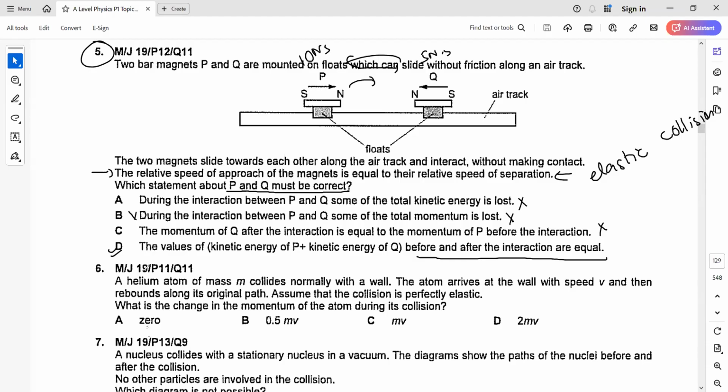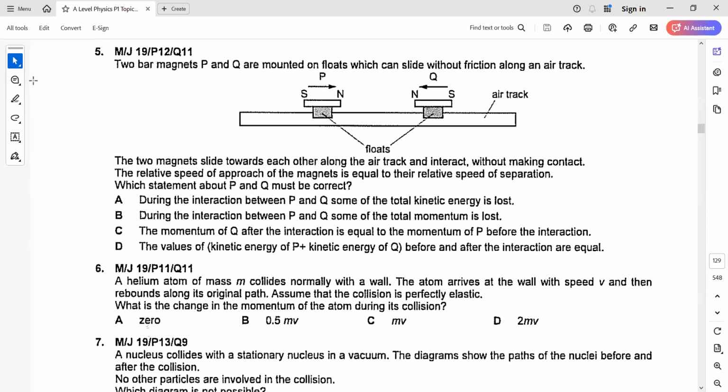Now, let's try question 6. I think this is very easy. A helium atom of mass M collides with a wall. The atom arrives at the wall with a speed v. So this guy comes here with v, so momentum is mv. Then it rebounds, so this should be negative v. So the change in momentum has to be 2mv. That's it. Simple, right?